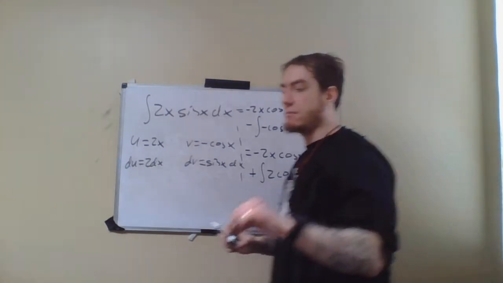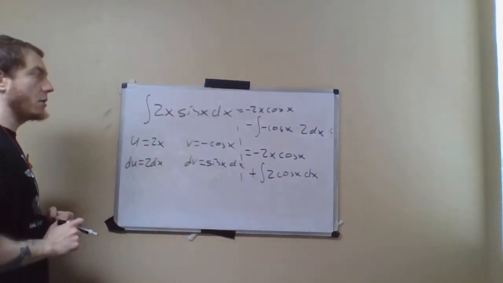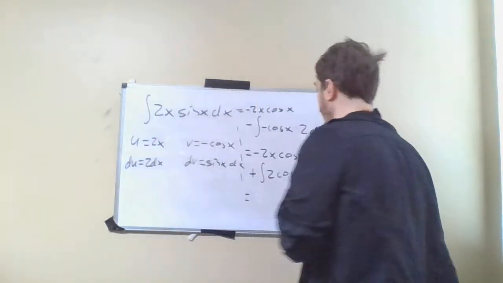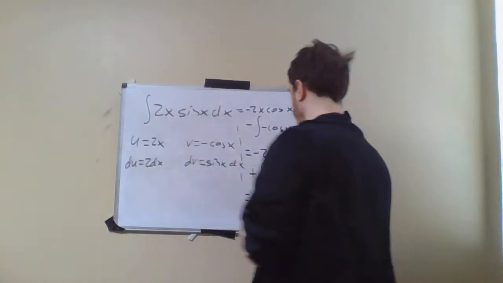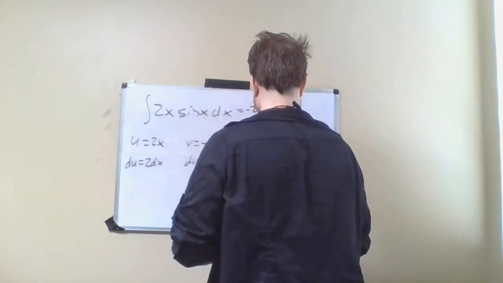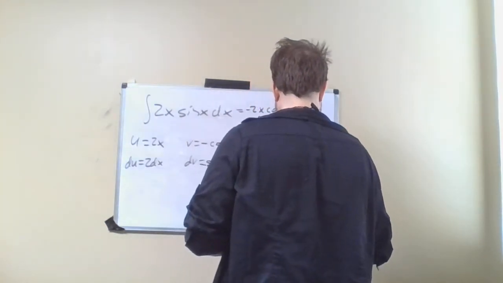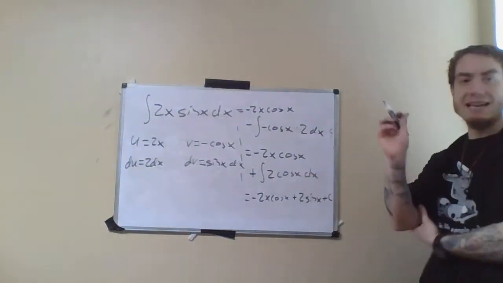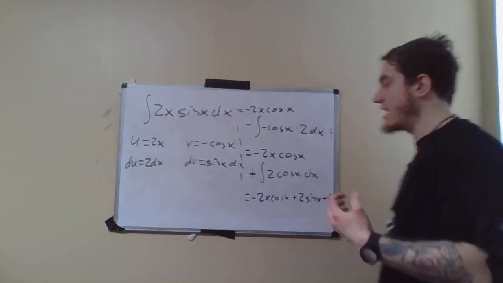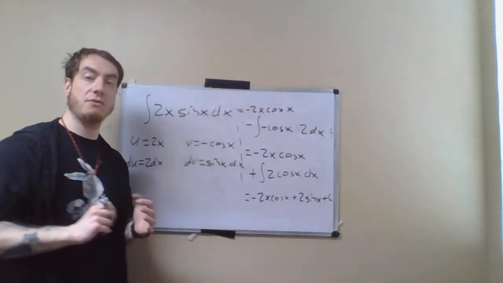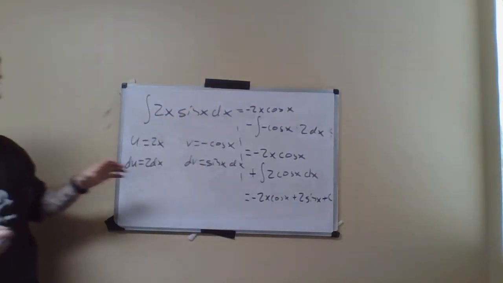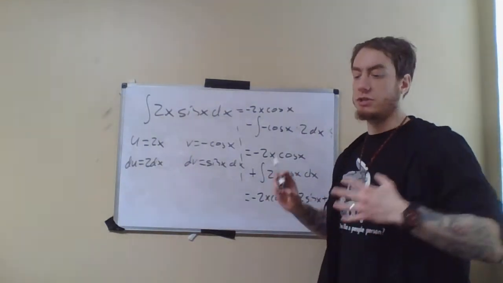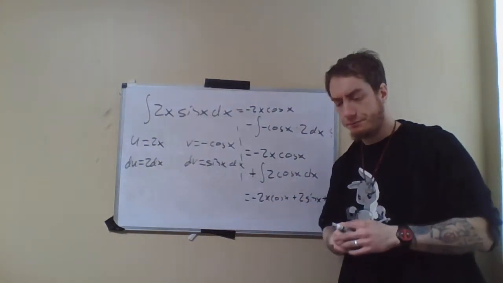I want to get something that is simpler than what we started with. So this is going to come out to be then negative 2x cosine x plus 2 sine x plus a constant, because the antiderivative of cosine x is just sine x. So hopefully you guys were able to figure that out. If you weren't, hopefully this explanation is able to clear up whatever was going on there for you.